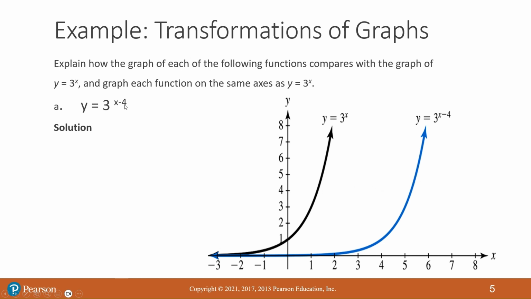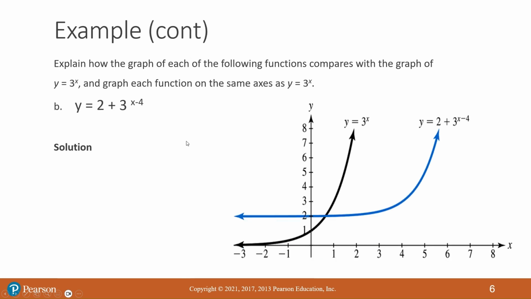Now that minus 4 is technically on the inside here. If we remember our rules, if we have a number subtracted on the inside, we're going to move that graph to the right. So here we're moving to the right 4 units. The graph stays the same shape, but is shifted 4 units right.